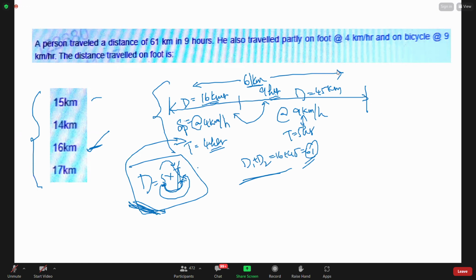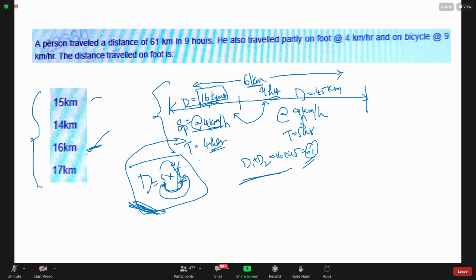How did you take t equals 4? I did not take t equals 4. I first took d equals 16. When I took d equal to 16 and we have speed equals 4, we know that time equals distance traveled divided by speed taken. So distance traveled 16 by 4 is 4 hours. That's why we got t equals 4. Are they clear?